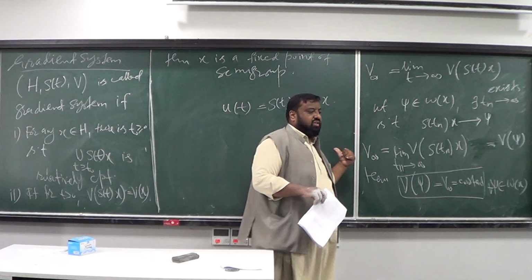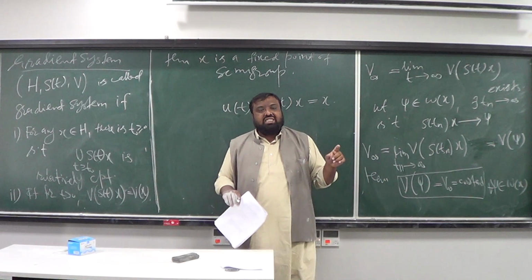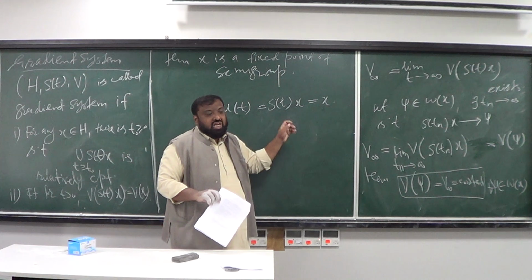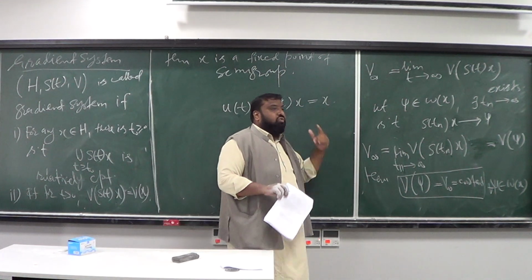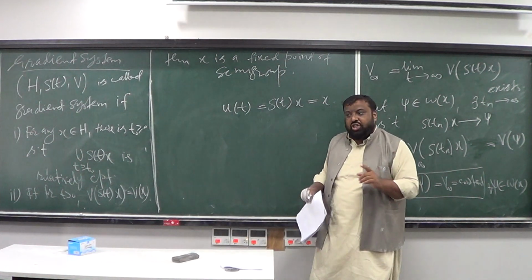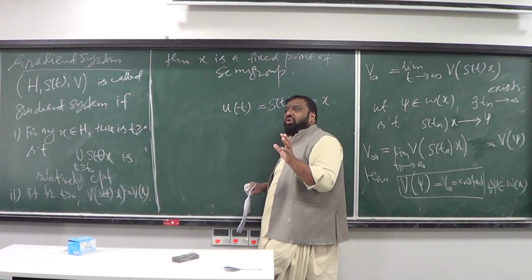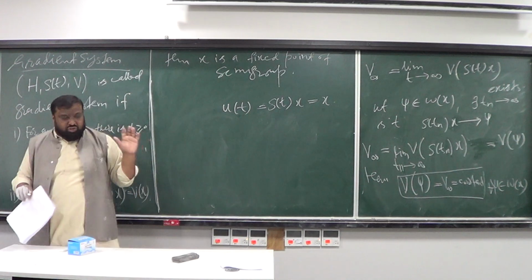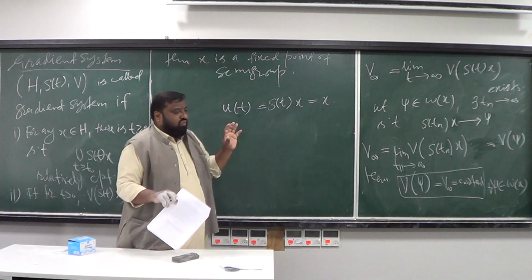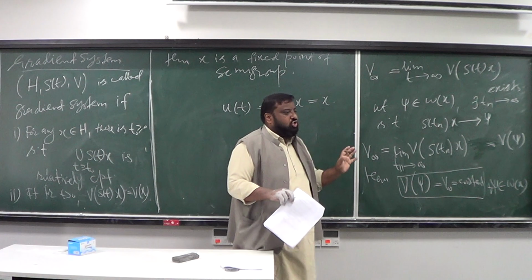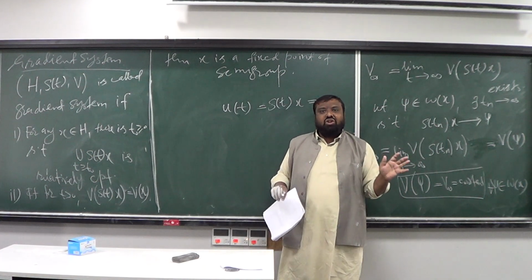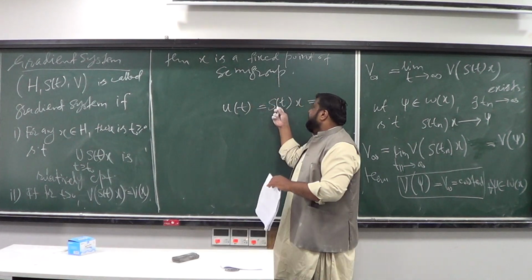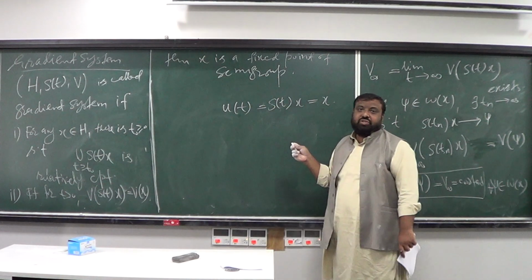I'll write a lemma which will say that such stationary points are the fixed points of the semigroups, are the points to which the solutions of the nonlinear evolution equation will converge in the long run. So if you want to find what are the functions to which the solution of the nonlinear evolution equation will converge in the long run, just try to find the fixed points of the semigroups.